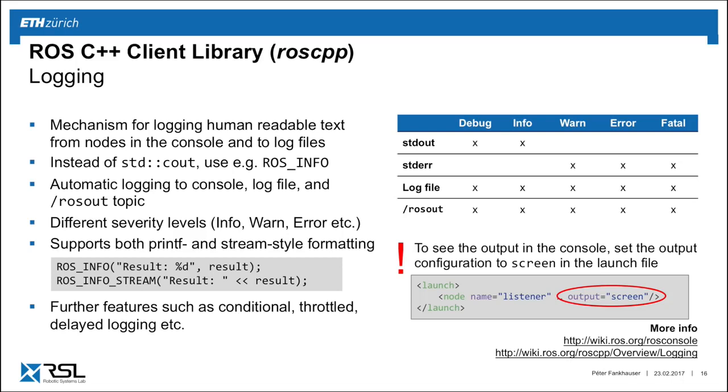Importantly, if you don't see the message in your console, you probably forgot to put the output to screen in the launch file here. This has to be set in order for you to see the messages in the console. Okay, so this is important. If you don't see ROS_INFO, check your launch file and make sure that the output argument is set to screen and not to log.